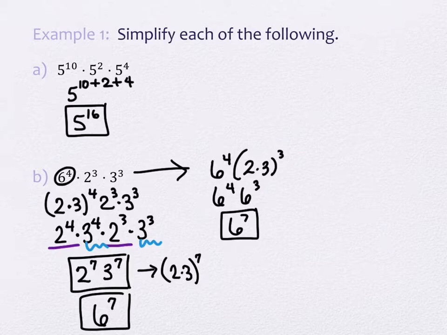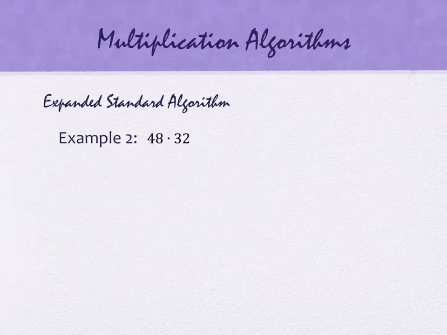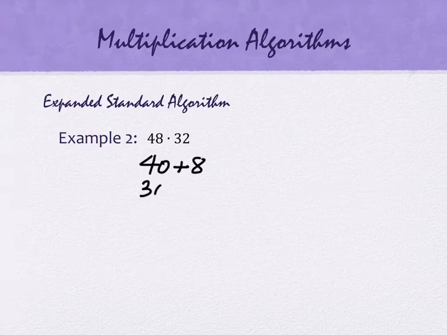Okay, so the reason that exponents are included in this is because it's repeated multiplication, right? It's a way of simplifying repeated multiplication together. The next thing we're going to shift to then is our actual multiplication algorithms. So, our multiplication algorithm, the first one that's listed is called the standard algorithm. The expanded standard algorithm. And with the expanded standard algorithm, what we do is we break down the 48 into 40 plus 8. And we break down the 32 into 30 plus 2.